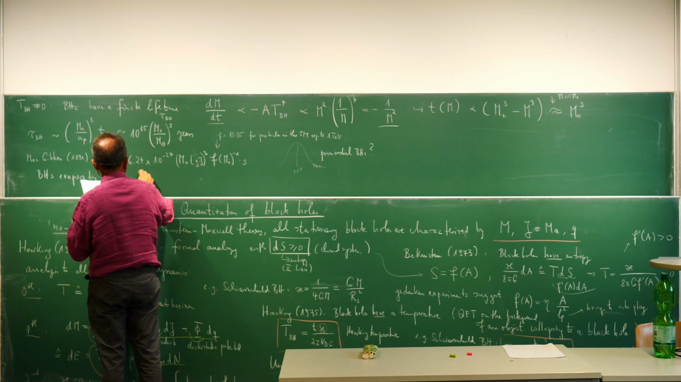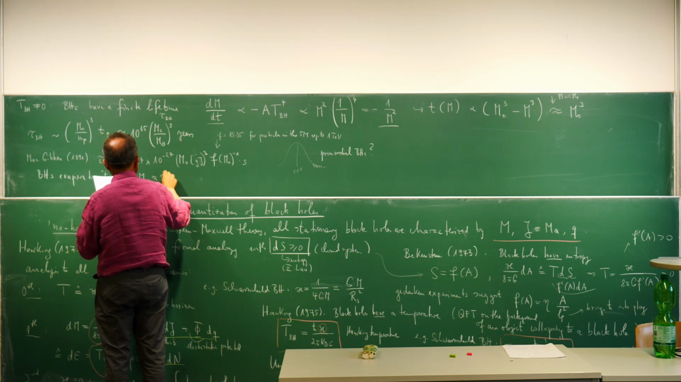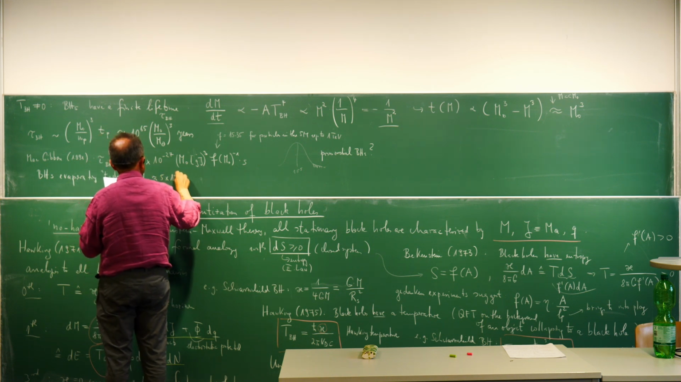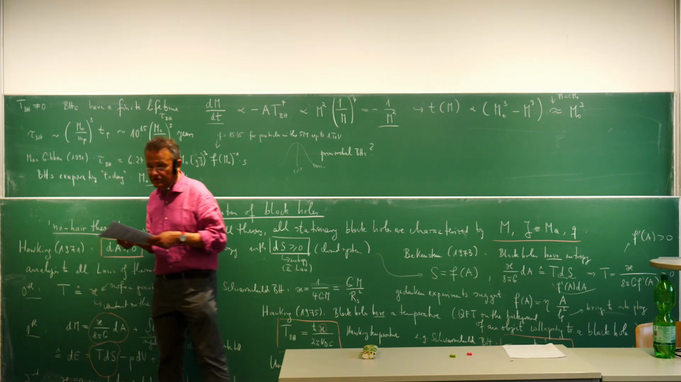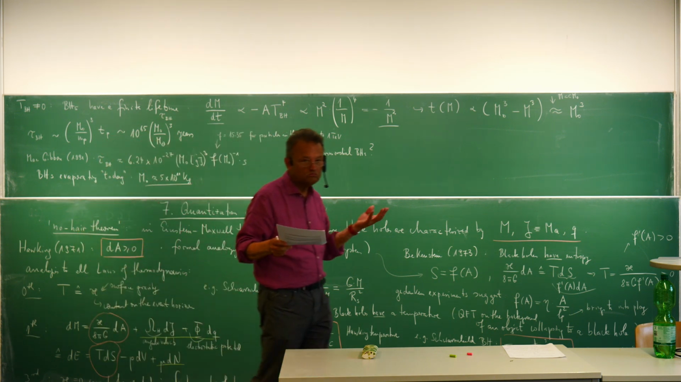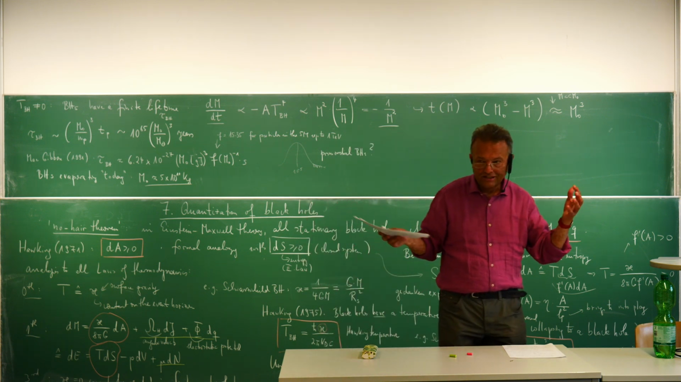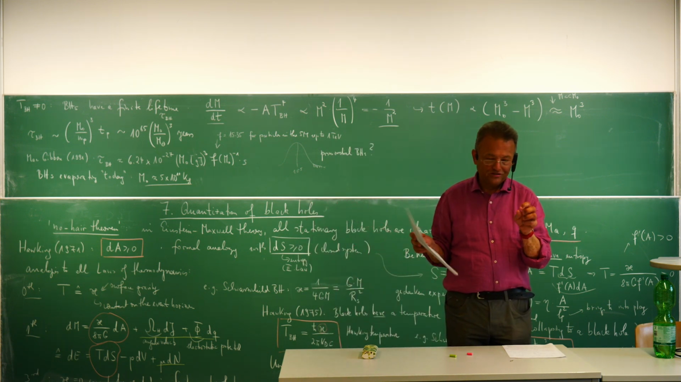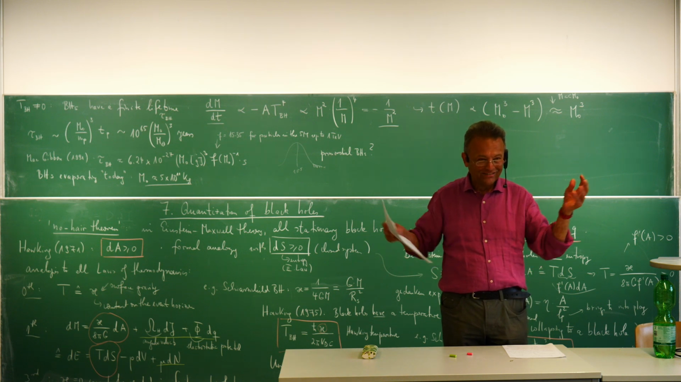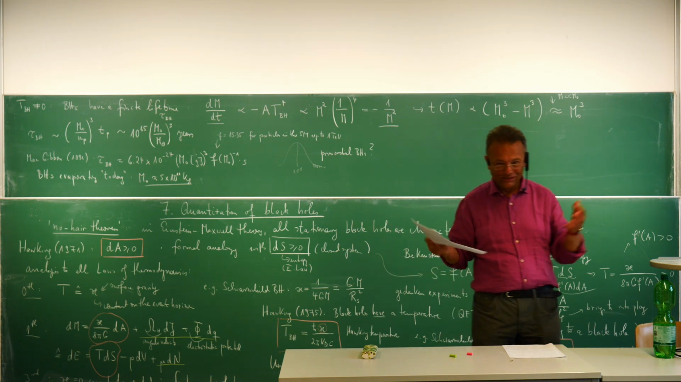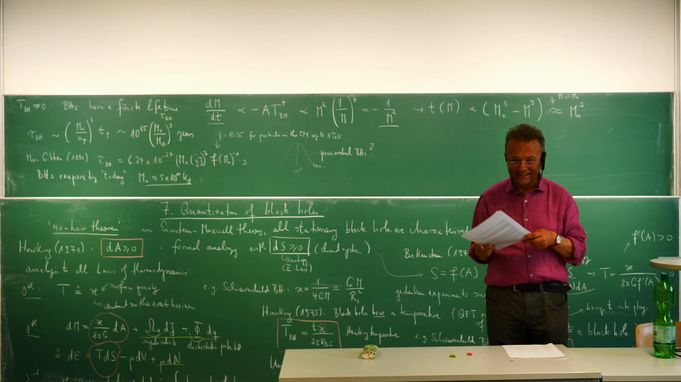So then you get M0 is around 5 times 10 to the 11 kilogram. This is the mass of a small asteroid, but which has the size of an atomic nucleus. I mean, this is what black holes are: something very condensed and compact.